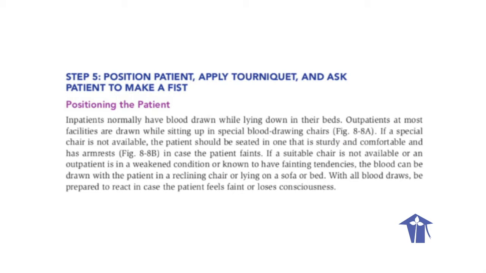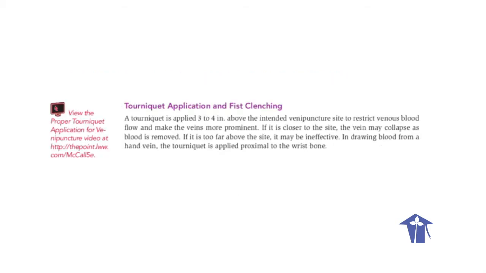If a suitable chair is not available or an outpatient is in a weakened condition or known to have fainting tendencies, the blood can be drawn with the patient in a reclining chair or lying on a sofa or bed. With all blood draws, be prepared to react in case the patient feels faint or loses consciousness. Tourniquet application and fist clenching.